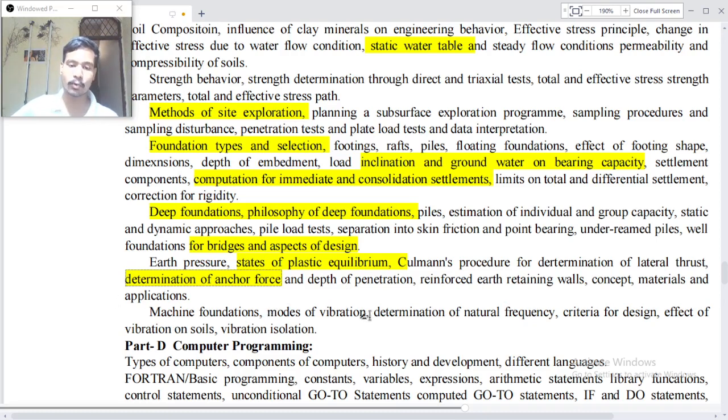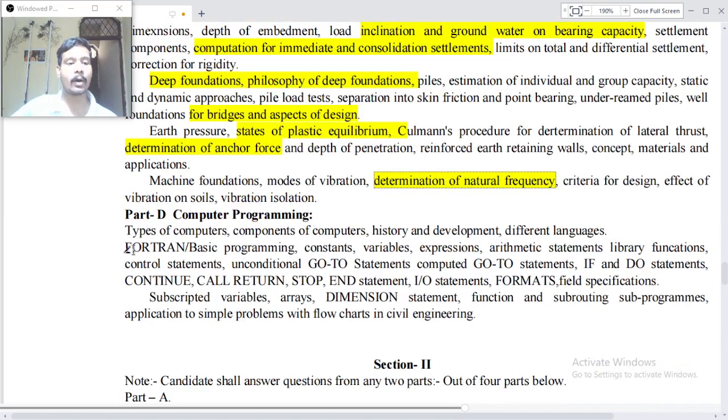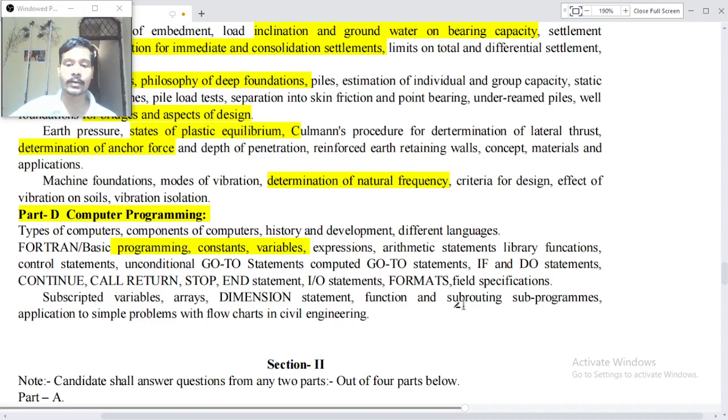Machine foundations, modes of vibration, determination of natural frequency, criteria for design, effect of vibration on the soil, vibration isolation. Now part D, computer programming. Types of computers, components of computers. History and development, different languages, Fortran, basic program contents, variables, expressions, arithmetic statements, library functions.